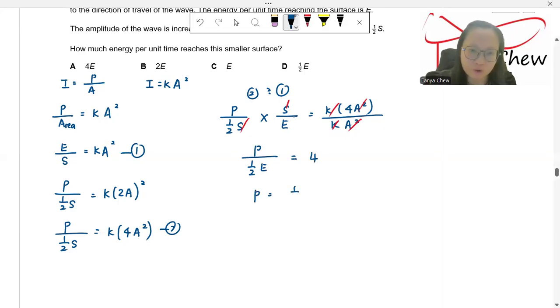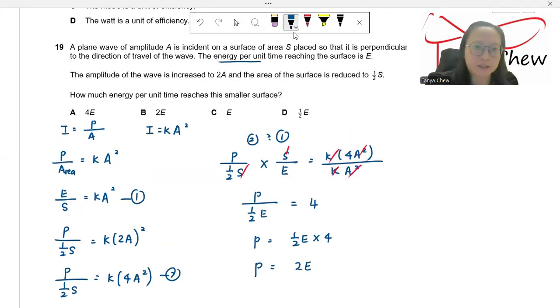P is equal to 1 over 2E times 4. That is why the power, or the energy per unit time, is equal to 2E. B is the answer.